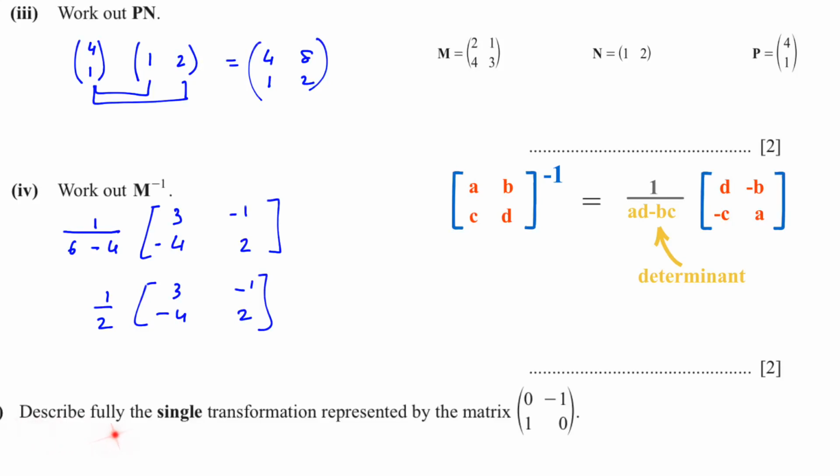Next question, describe fully the single transformation represented by the matrix 0, -1, 1, 0. There's a formula sheet in which you can memorize and know the different types of matrices and what transformation they represent. This here is a rotation, and the center of rotation is origin, which is 0, 0. It's 90 degrees anti-clockwise.